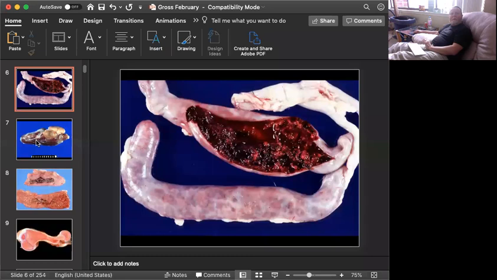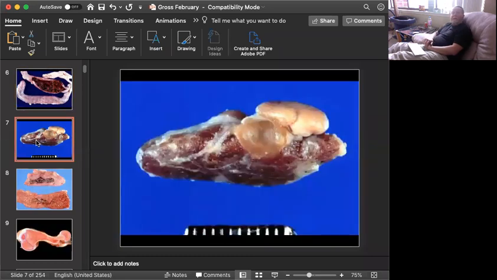Slide number 6 is tissue from a dog. Can you tell me what this structure is? Give me a morphologic diagnosis.